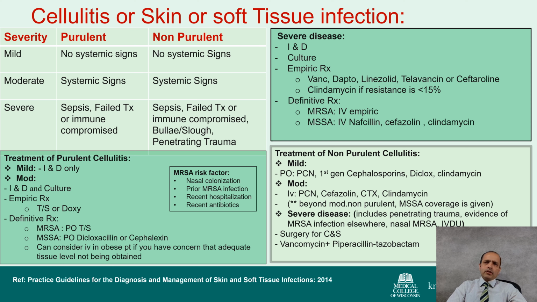So let's start with skin or soft tissue infections, which are classified based upon presence of pus. Infection with pus are called purulent cellulitis. Infection without pus are called non-purulent cellulitis, and they are also classified based upon severity. They are classified as mild, moderate, or severe disease. Somebody with systemic signs, those are considered moderate disease, and somebody who have sepsis, who have failed treatment, or somebody who is immunocompromised, those folks are considered to have a severe disease.